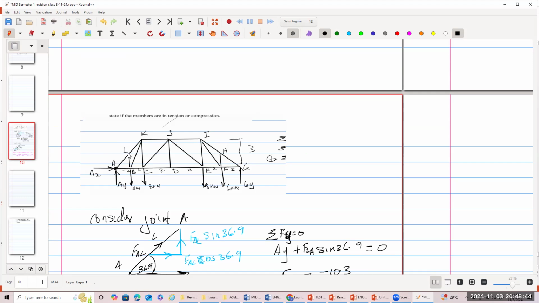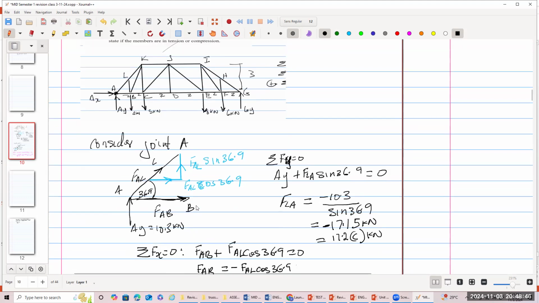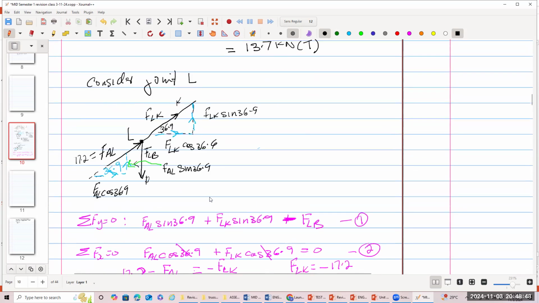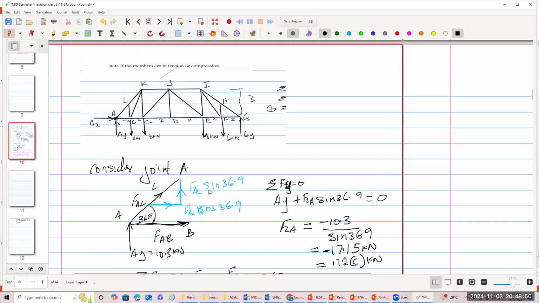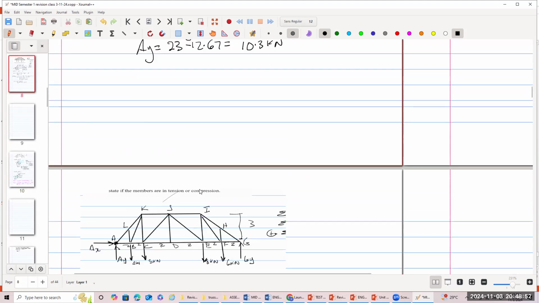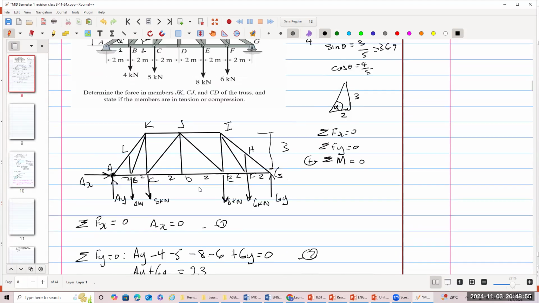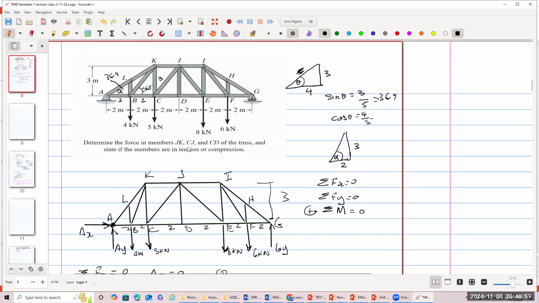What I want you to do is, I have done 2 joints for you. I will show you briefly how to do the method of sections. I won't do all of them. I'll just draw the diagram for you, cut it, and show you where I cut it. It asks for JK, CJ, and CD. So we could drop a line across it. Let's choose a line.